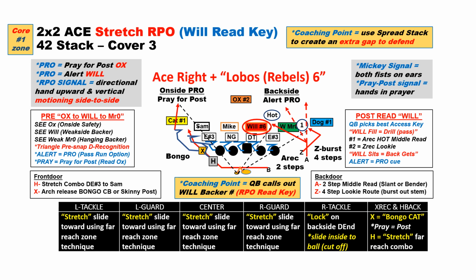The line's going to all stretch towards the play, far reach. And then our Z and A still run their Mickey read route, but we get a natural rub with the Z bursting out first, A coming underneath. Quarterback still reads the will, RPO. Will fills, we drill. Will sits, back gets all day.